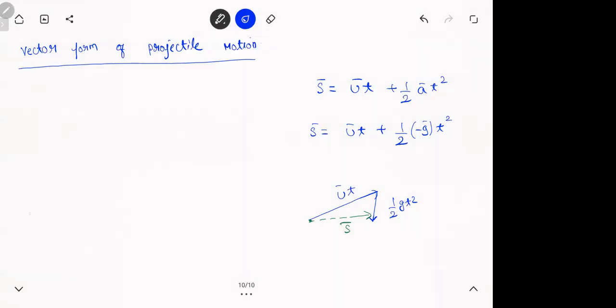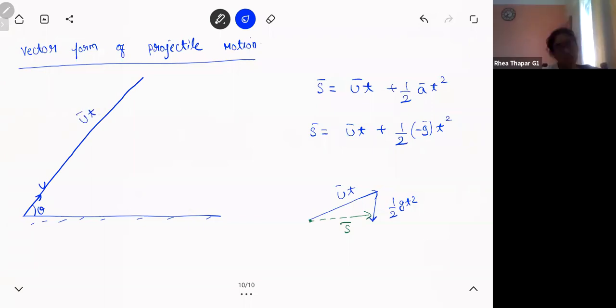What this means is, when you're projecting with u and theta, I'll tell you what is happening here. There are two terms, u bar t and half g t square. Instead of doing both at the same time, we will see one at a time. Meaning, first assume it is going in a straight line. If there is no gravity, how will it go? It will go in a straight line. That is your u bar t.